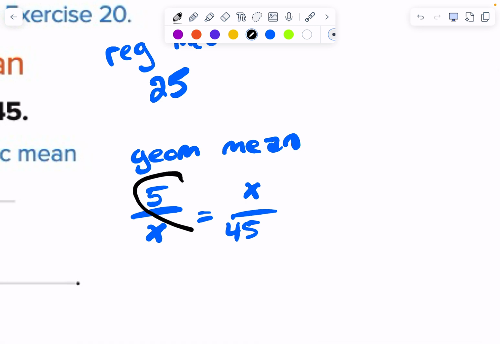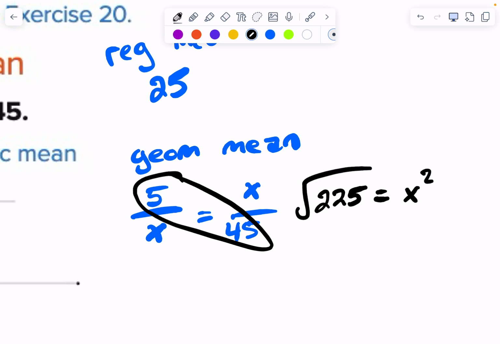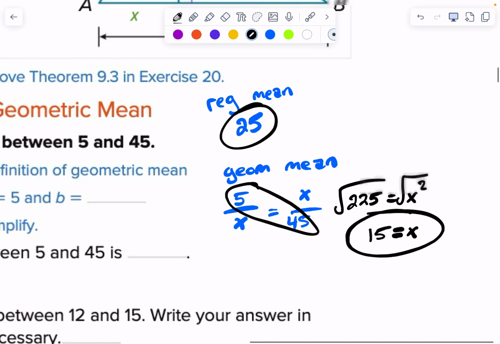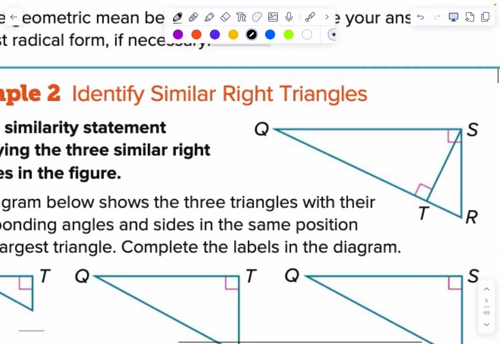If I take 5 times 45, that is how much? 225 equals x squared, and I take the square root. So the regular mean is 25. The geometric mean is 15, okay? A little bit different. It's like setting up a proportion. Got it? Regular mean, geometric mean. Got it? Okay, all right.